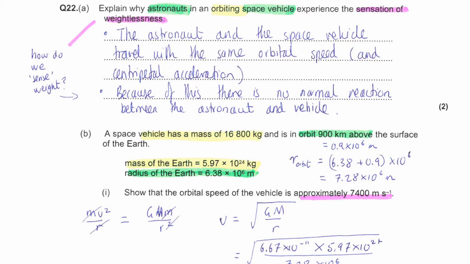Next, you could explain why there is no normal reaction between the astronaut and the orbiting space vehicle. So this is all to do with the fact that both the astronaut and the space vehicle are in orbit. As they are both in orbit around the Earth, they travel with the same orbital speed and the same centripetal acceleration. You could think of them as falling around the Earth together, and it is this that removes the normal reaction.